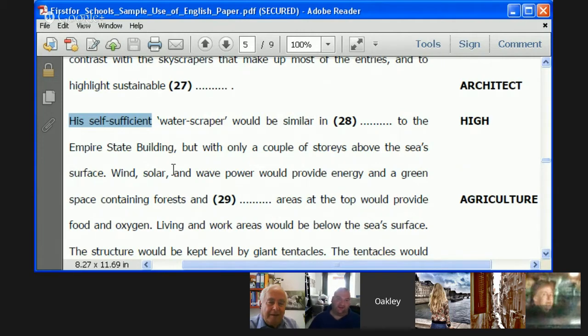This self-sufficient water scraper will be similar in blank to the Empire State Building, but with only a couple of stories above the sea surface. Okay, and your word is high. Will be similar in... It's a very difficult one. Well, yes, but we do have a clue here. We have in and a blank, and then a to and another phrase. When you have a preposition, I guessed. No. Let me give you this clue. Okay, you have a preposition. Clearly, this is a prepositional phrase.